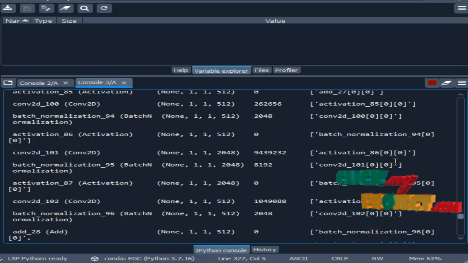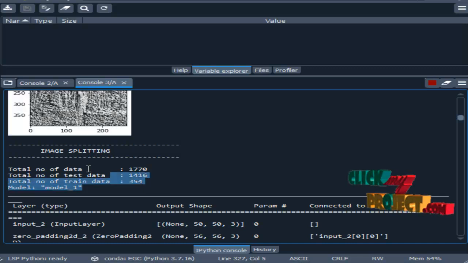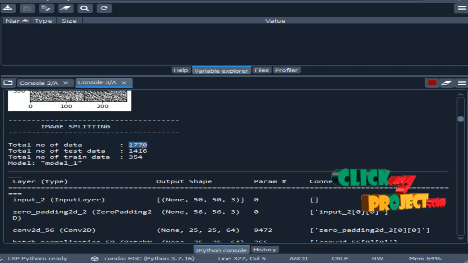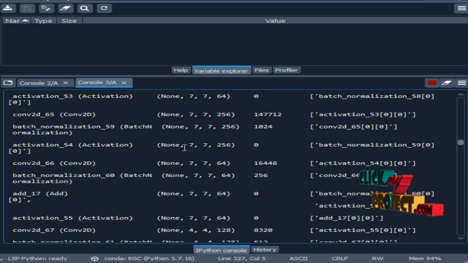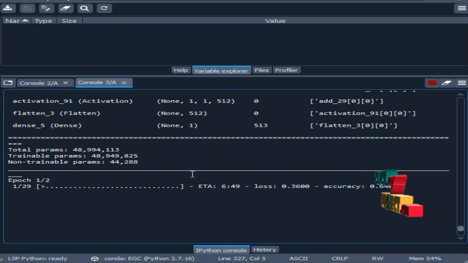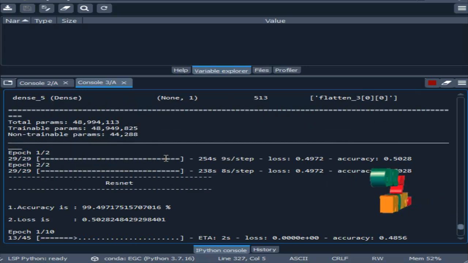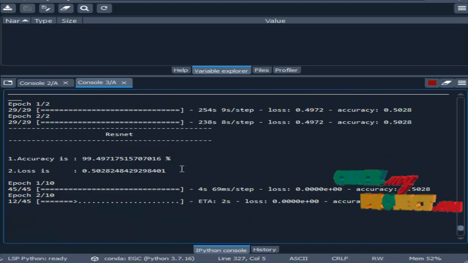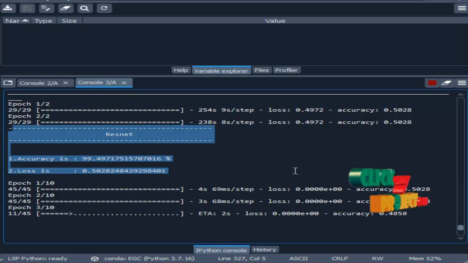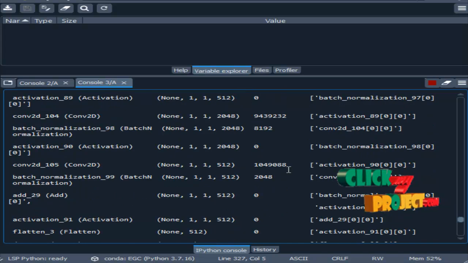This is the result. These are the hidden layers present in a classification algorithm, that is the ResNet. Image processing, image splitting, so total number of images, and train and test. So it's executing. This means how many times we train our model. This is the result for the ResNet algorithm. These are the ResNet layers.